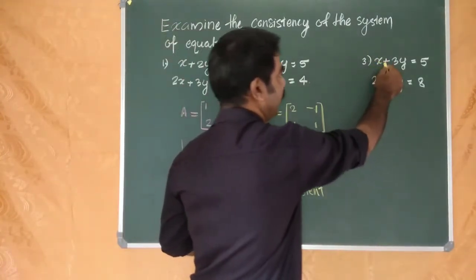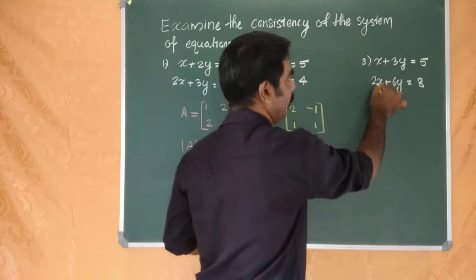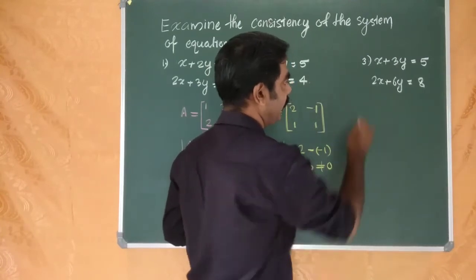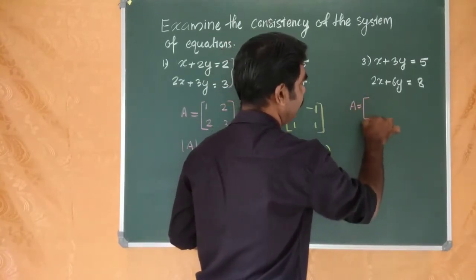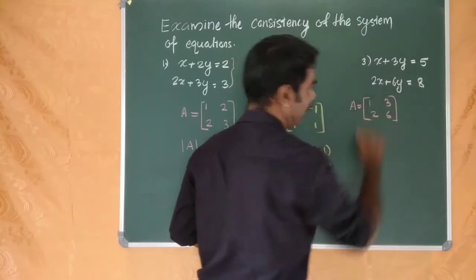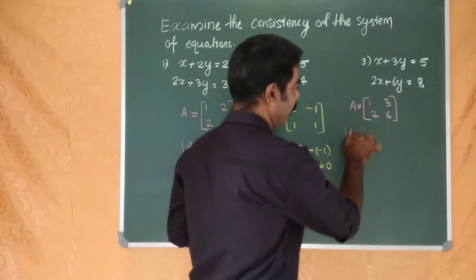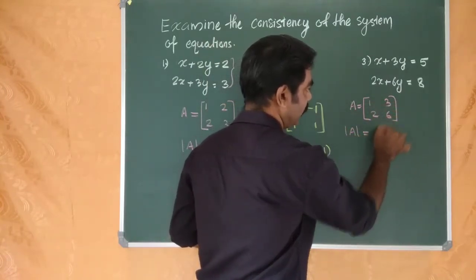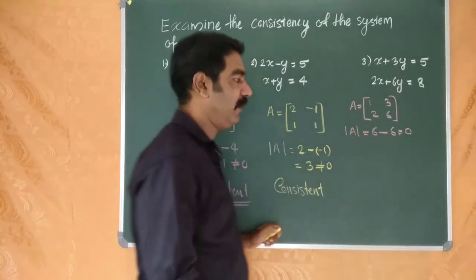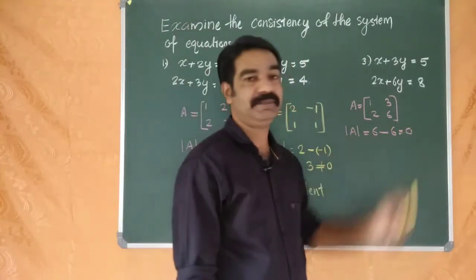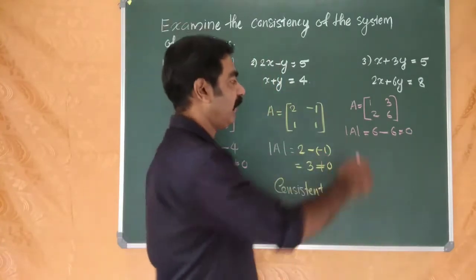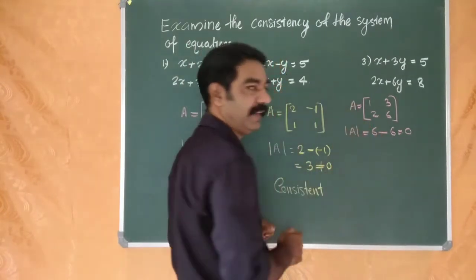See the third system of equations: x plus 3y is equal to 5 and 2x plus 6y is equal to 8. So here we can write the matrix A. A is equal to 1, 3, 2, 6. Now we can find the determinant of A. 1 into 6 is 6, minus 2 into 3, which is 6, is equal to 0. So the determinant of A is equal to 0. That means A inverse does not exist. So we can't find the inverse of the matrix A.